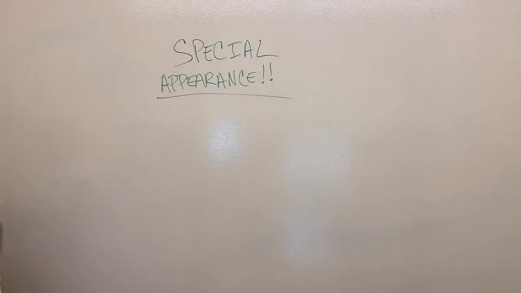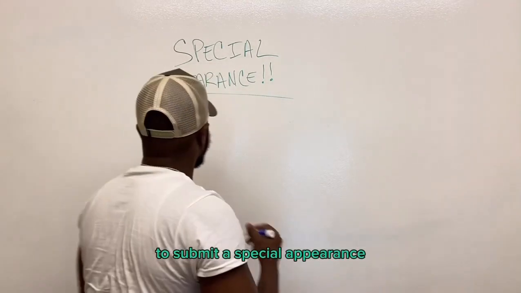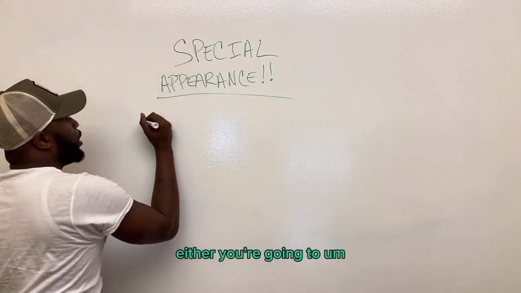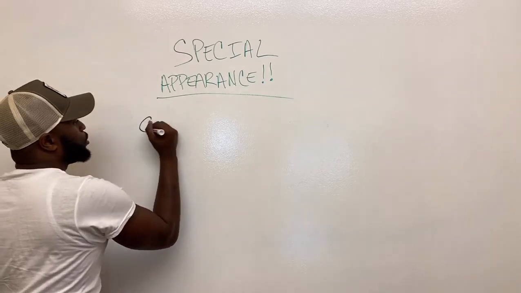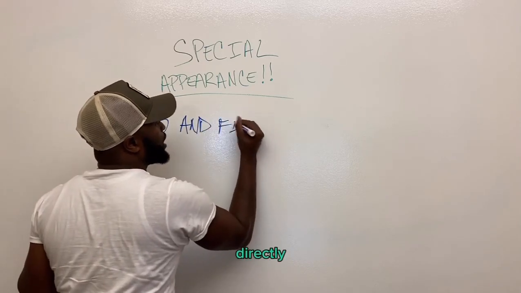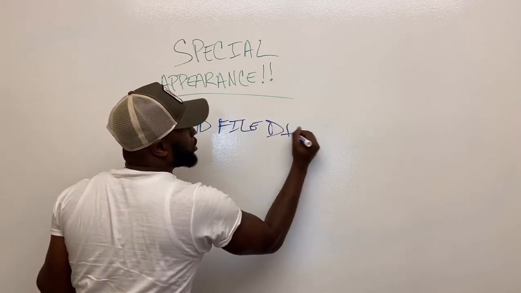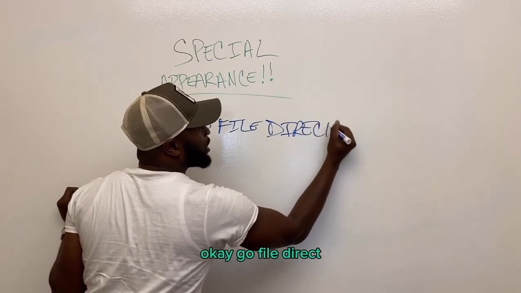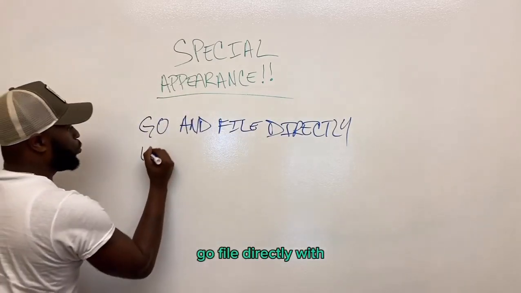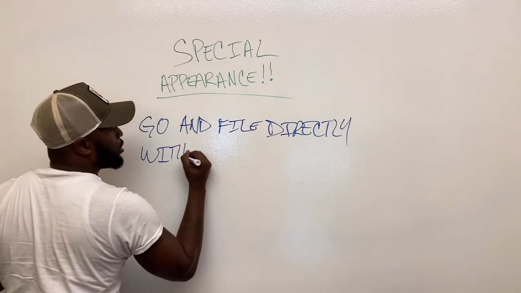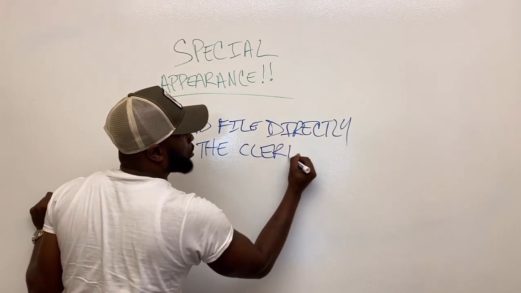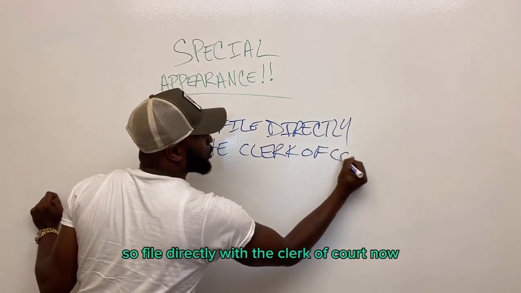So, to submit a special appearance, what you're going to do is one of two things. Either you're going to go and file directly with the clerk of court, okay? So file directly with the clerk of court.